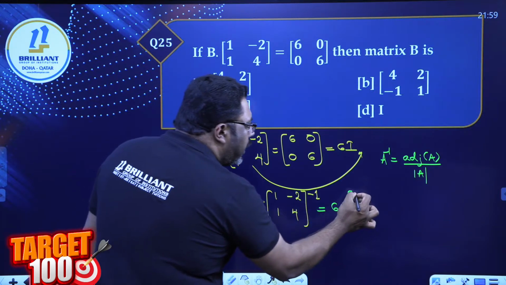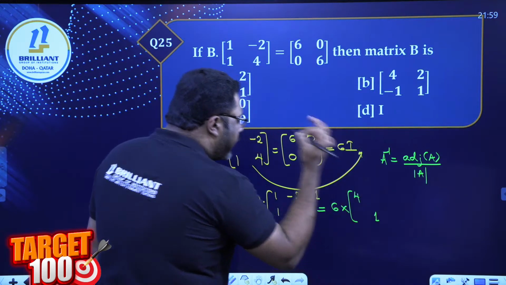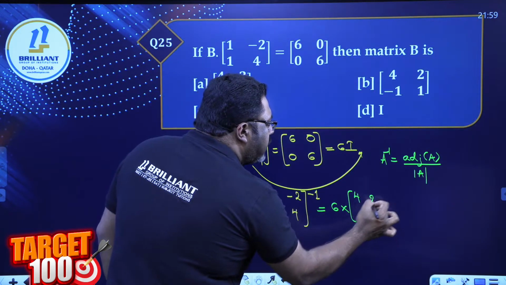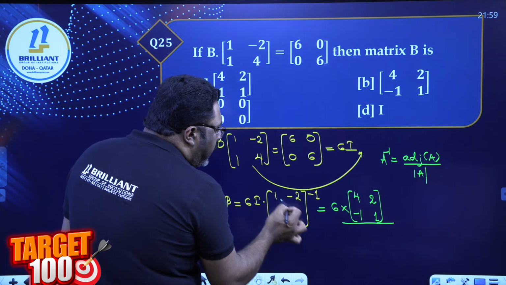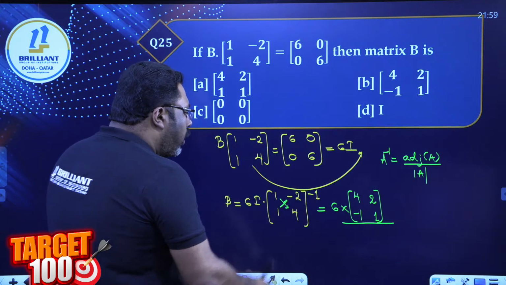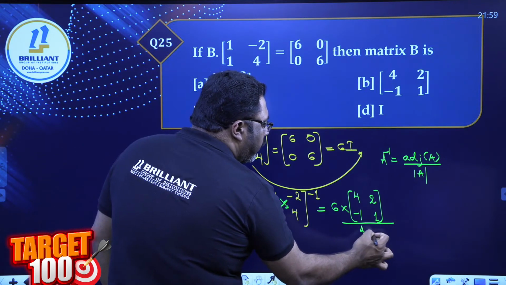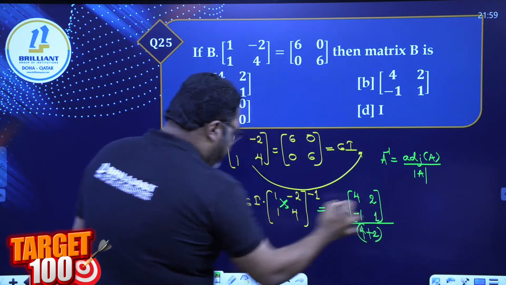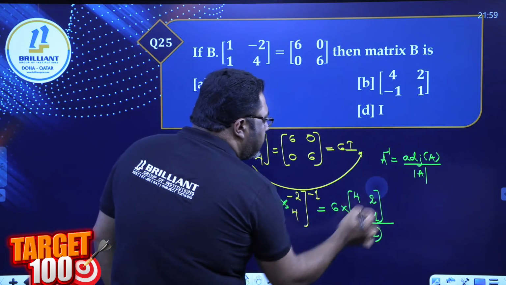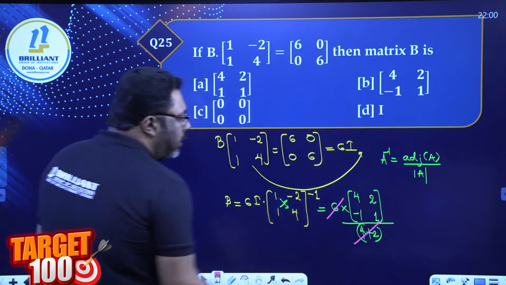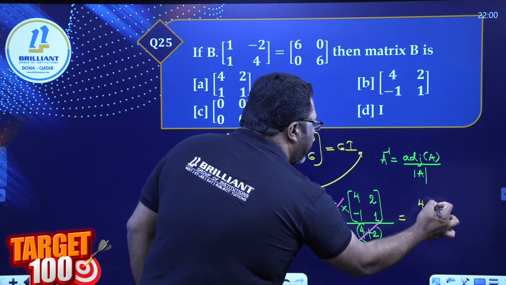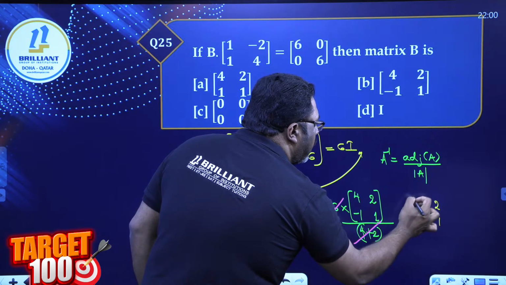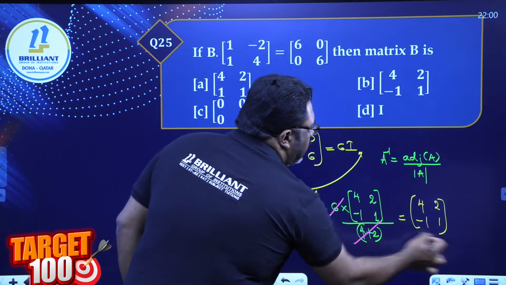Can you find the adjoint? Interchange the elements in the first diagonal, change the sign in the second diagonal, divided by the determinant of this matrix. 4 plus 2, which is 6, no doubt. I can say 6 and 6 will cancel. So my final answer for this question is simply the matrix 4, 2, minus 1, 1.